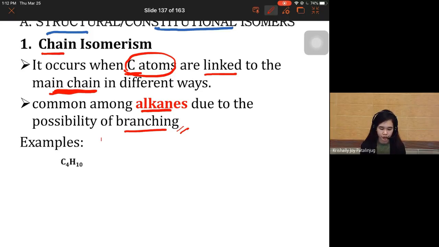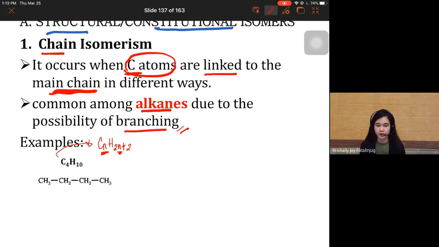It follows the general formula CnH2n plus 2. Diba? Yan yung general formula for alkanes, straight chain alkanes. So it follows, no? This formula, CnH2n plus 2. Kapag apat, you simply substitute. Kapag apat yung carbon, okay, C4, then substitute mo yung 4 dito sa may N. So 4 times 2, 8 plus 2, 10. Okay, so this is butane. So that is the first structure.